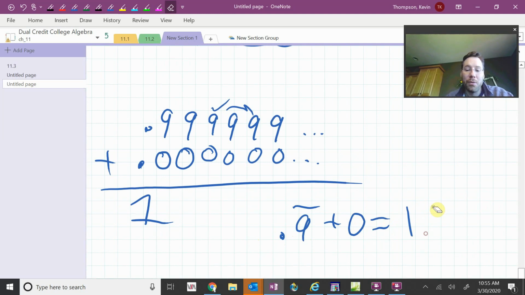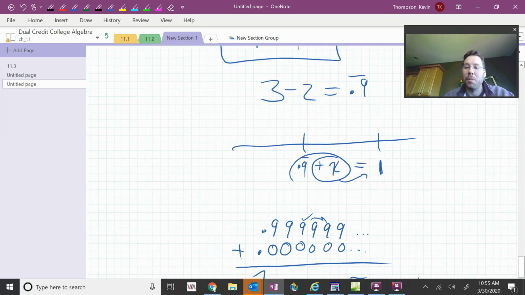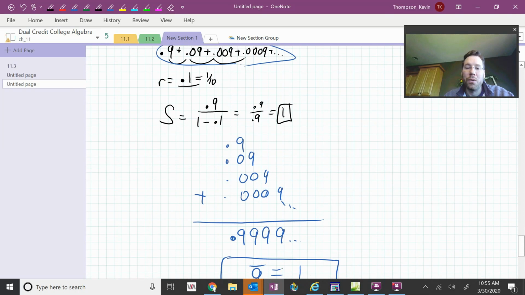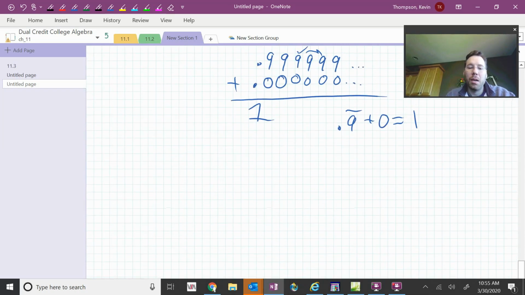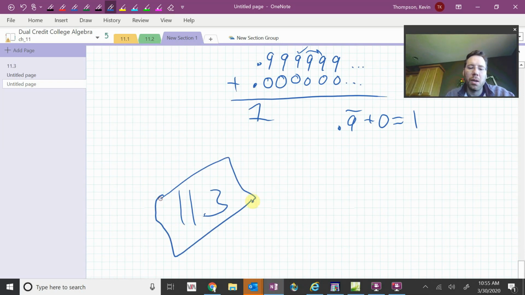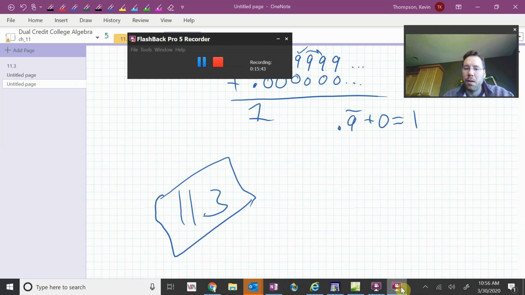So that's a fact of numbers, and you may not like it, but that doesn't mean it's not true. And it really comes from this idea of geometric. So that should be enough to get you through the homework for 11.3, MyMathLab. And so start that and have a good rest of your day.